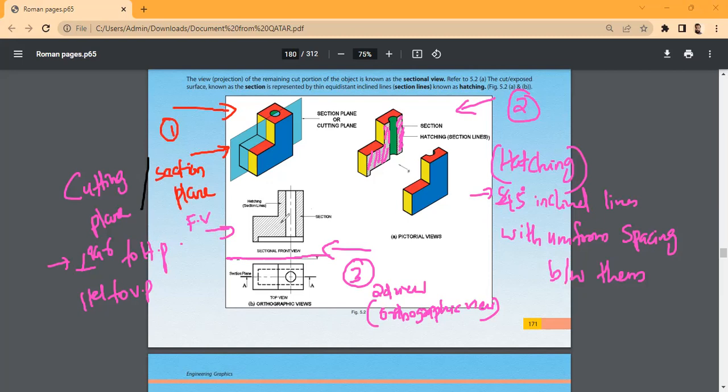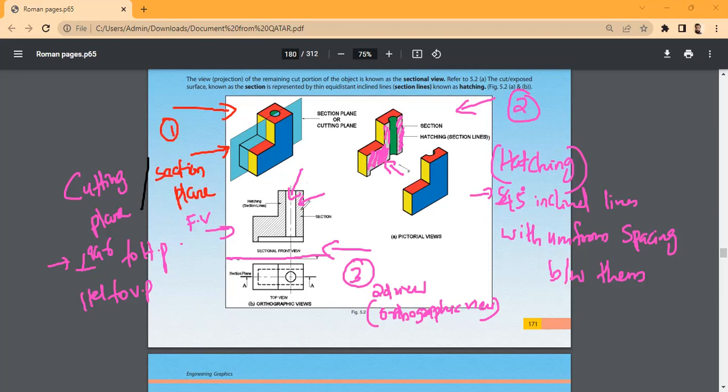The hatching lines represent the section. So this is the front view, and this section is represented here, right? This is the section, and on the right side you can see an area that is not hatched. Why is that area not hatched?